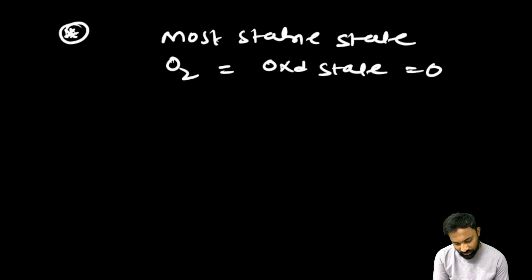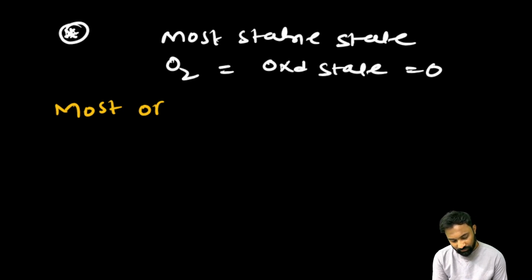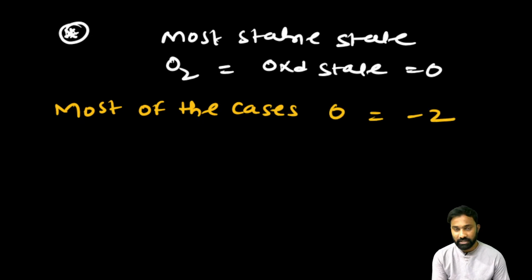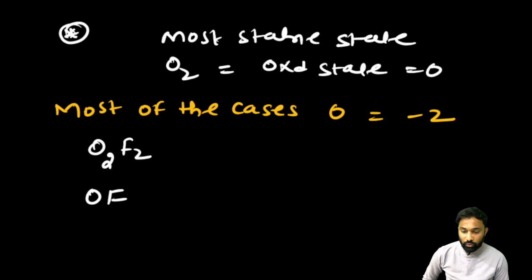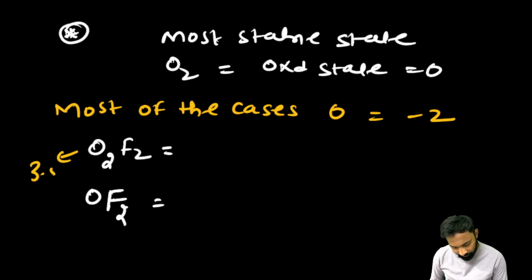In most cases, the oxygen oxidation state is -2. Clear? Only in the case of O2F2 and OF2 is the oxygen oxidation number positive. Why? Because we know the oxygen electronegativity value is 3.5, and the fluorine electronegativity value is 4.